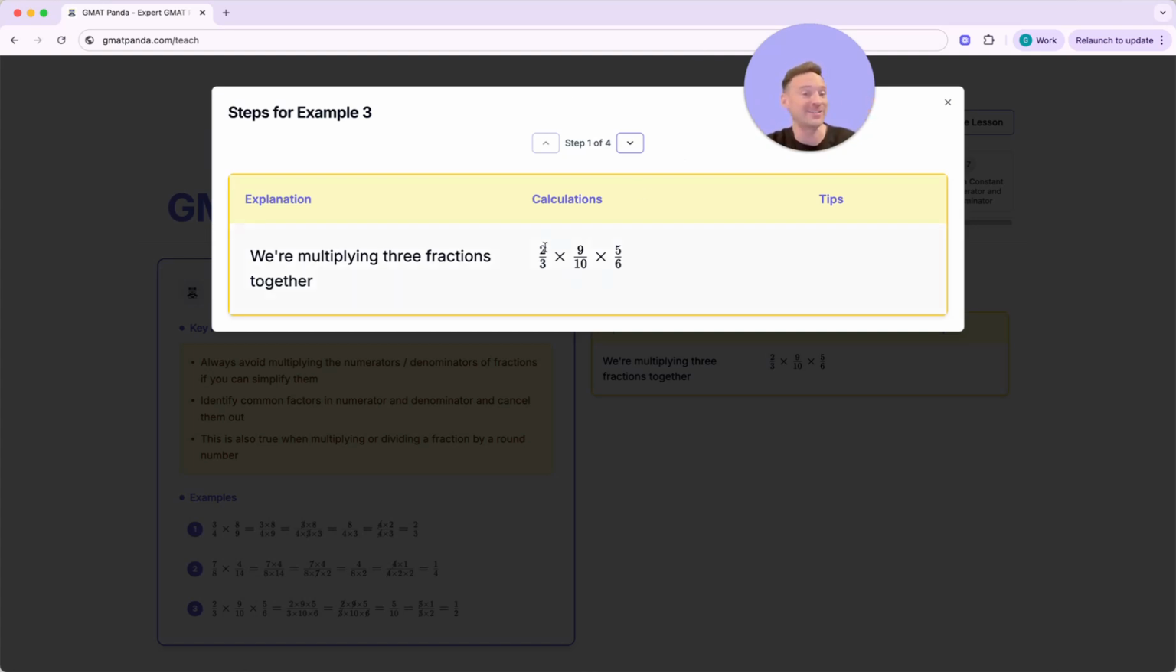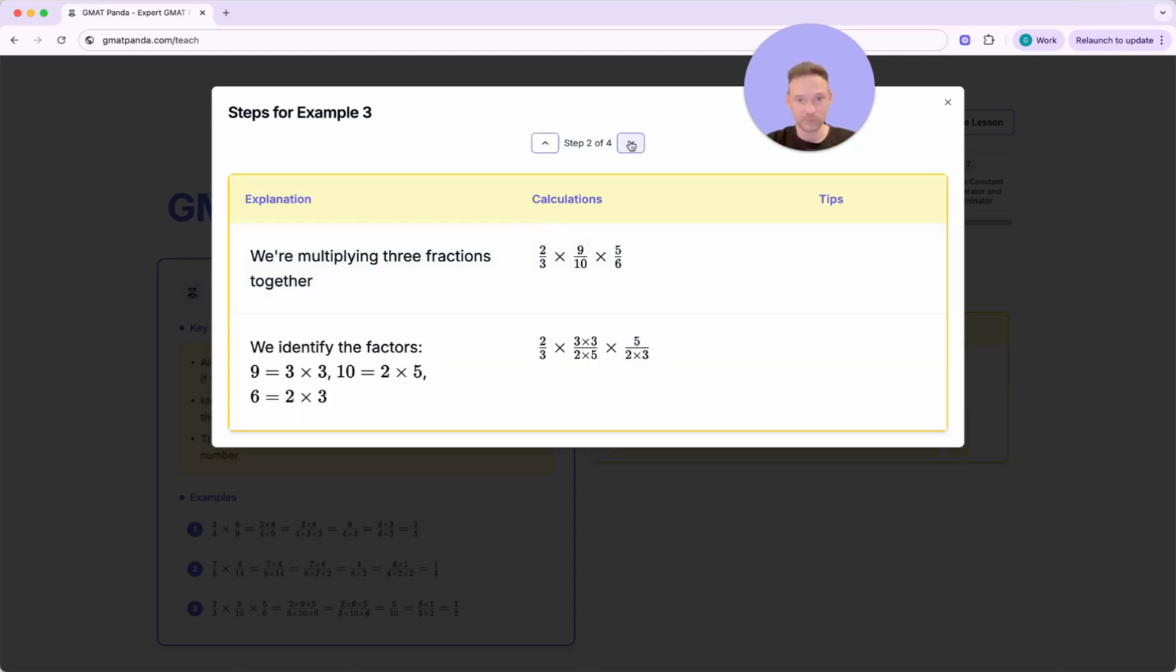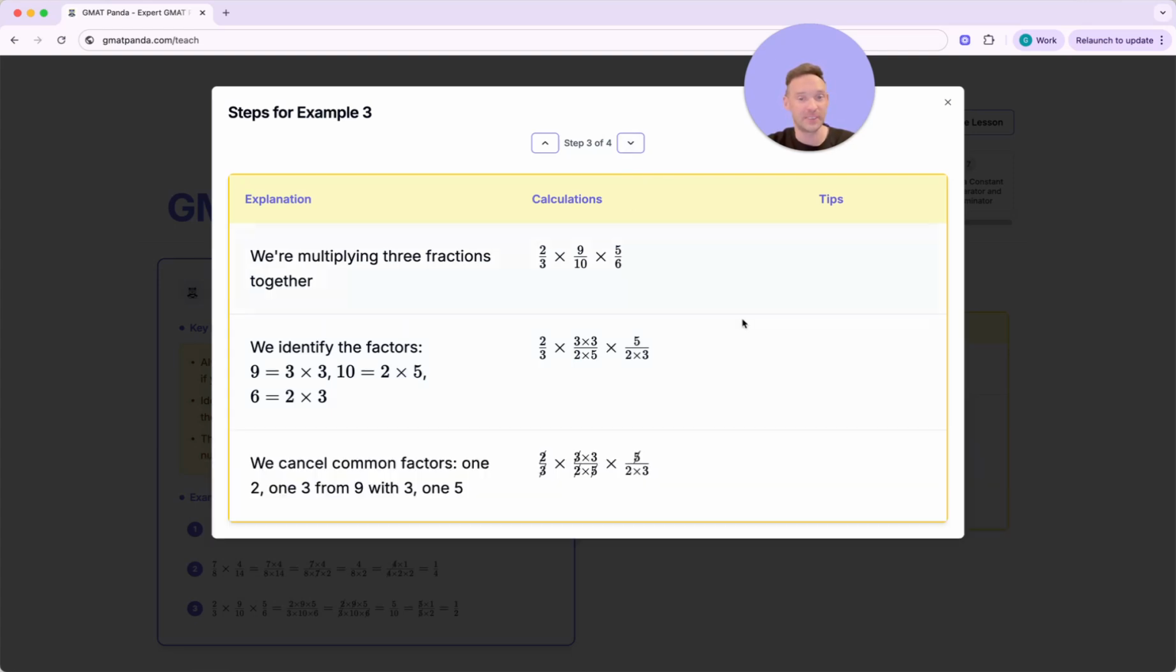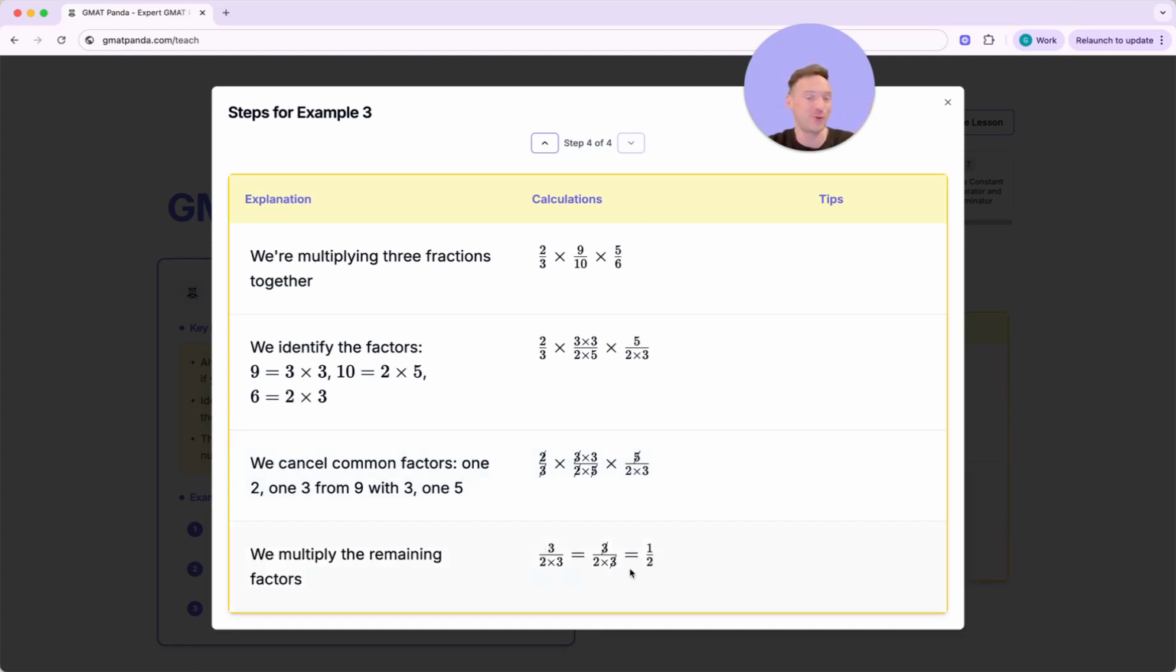So 10 is 2 times 5. 9 is 3 times 3. We can split these numbers like that, and also the 6 is 2 times 3. Now we can see we've got a lot of common factors here that we can cross out. So let's see what we're going to be left with. Well, we can cross out this 2 with this 2, this 3 with this 3, and this 5 with this 5. And actually here we haven't seen all the simplifications, but that's fine. We can just bring it down to the next line and then continue here.